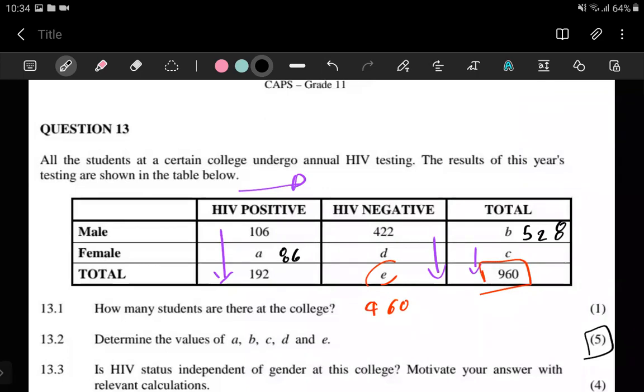Once you have that, you can see getting C is clearly the next best one, because 960 minus the 528 there gives you 432. And then here you can have this and this, so you can get D, because you can now say this is the total, the 86, and you have whatever that is.